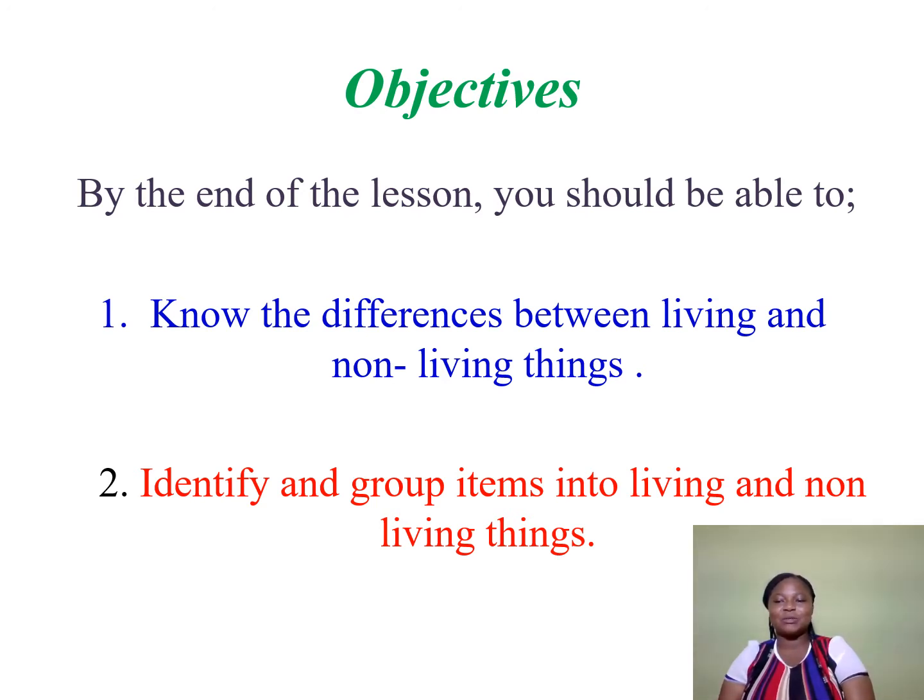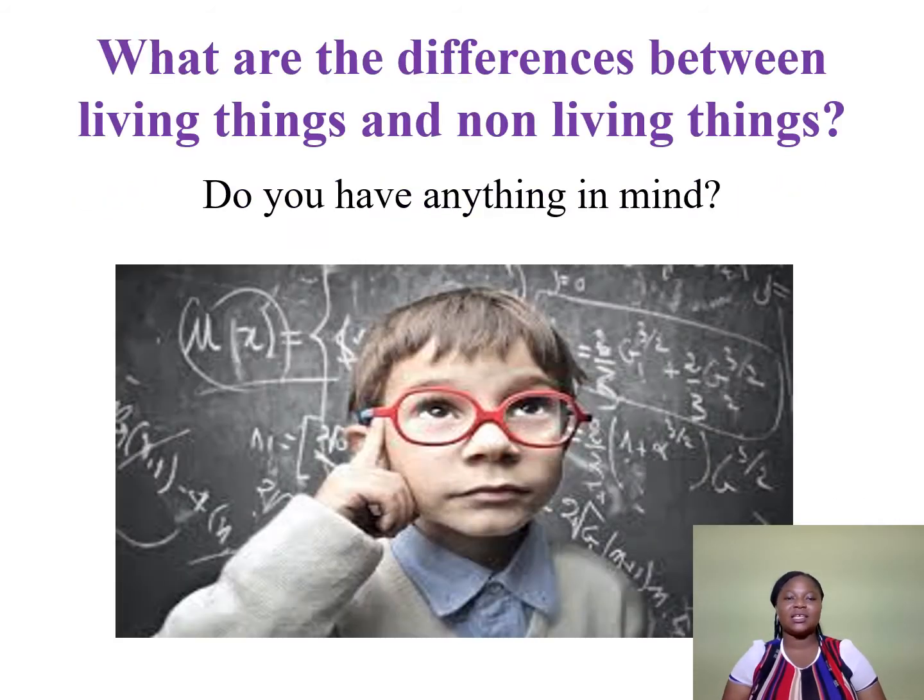Can we continue? Okay, last week on our previous lesson, we learned about what? Living things and non-living things. We learned about some of the characteristics or what? Features of living things and non-living things. I hope you can remember. Good. So today we'll be talking about the differences between living things and non-living things.